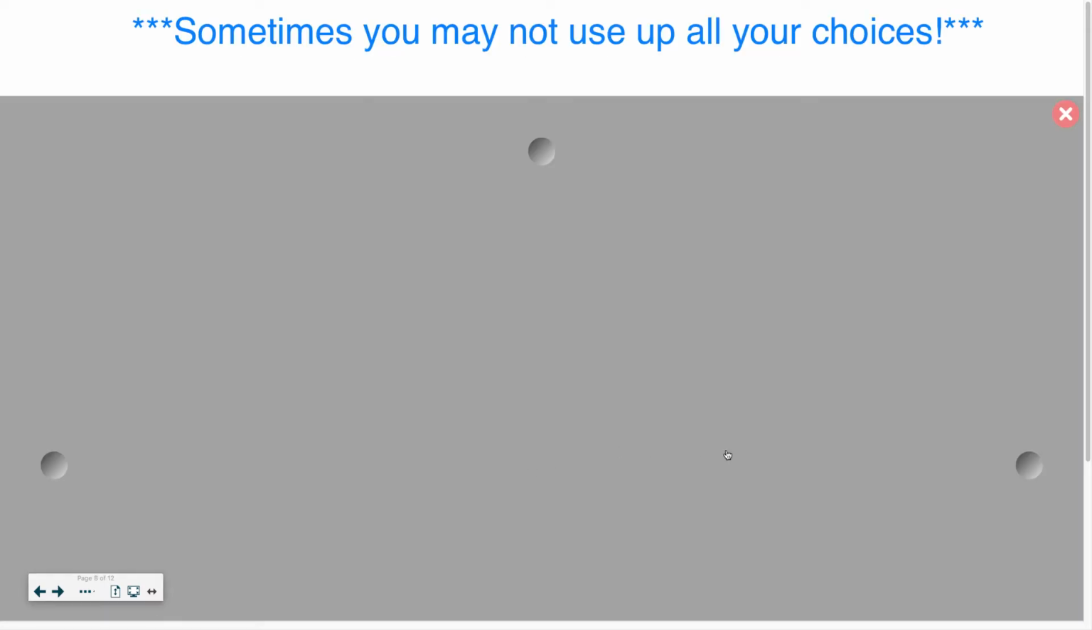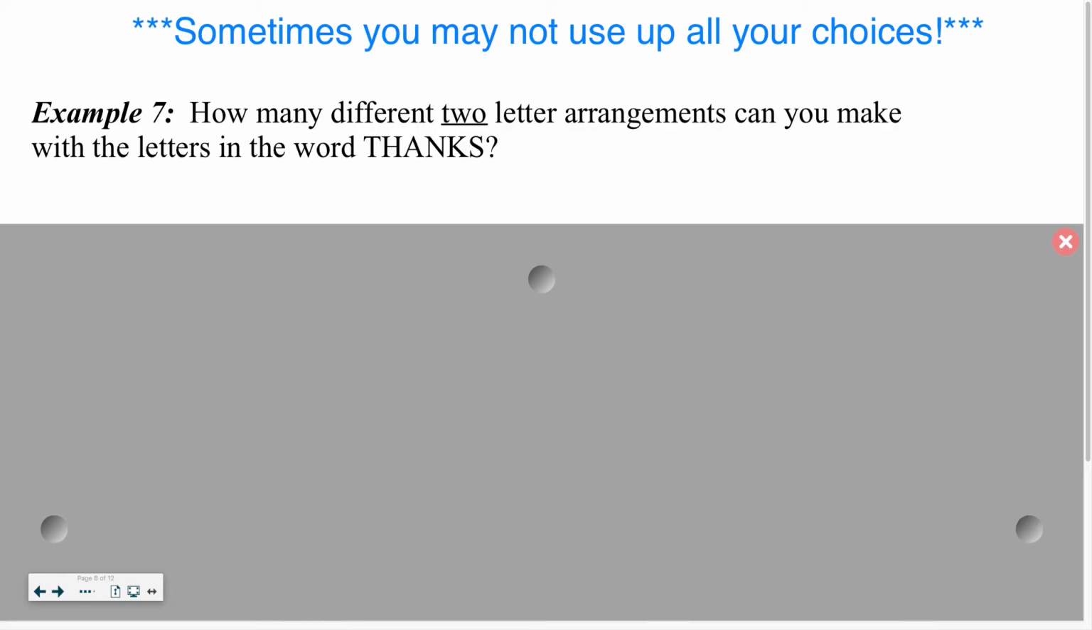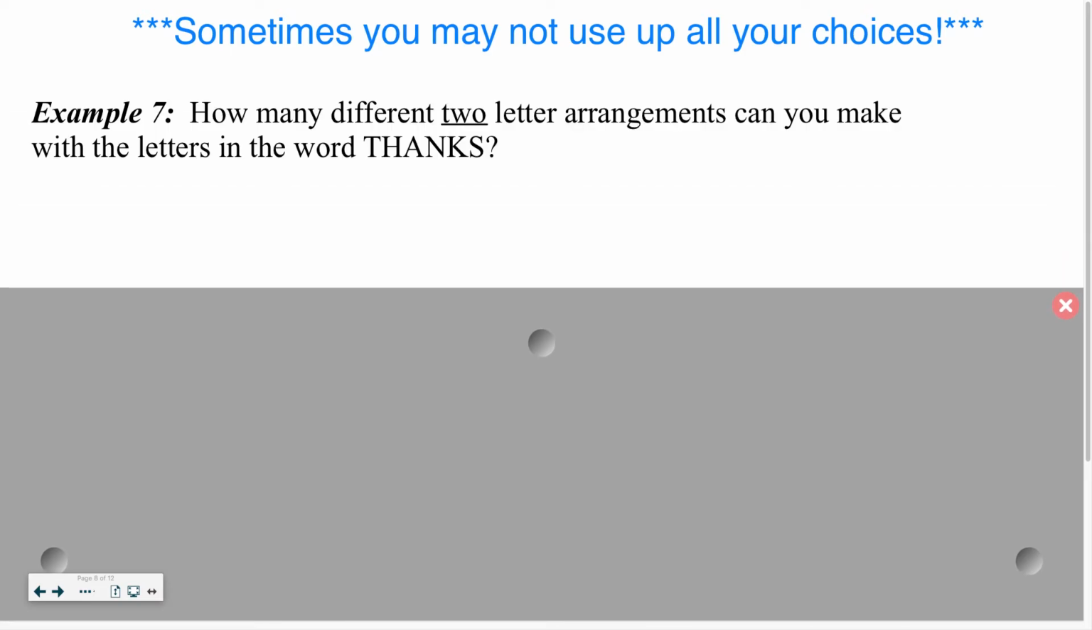Sometimes you don't want to use up all your options. In some cases, it really isn't so bad, like this example with the 6 letters. Imagine we have those 6 Scrabble tiles. How many different 2-letter arrangements can you make? Like TH, HA, NK, KS. When you reach into the bag for your first letter, how many options do you have? 6, and then for the second letter, 5. So there are 30 different ways to get 2-letter arrangements.